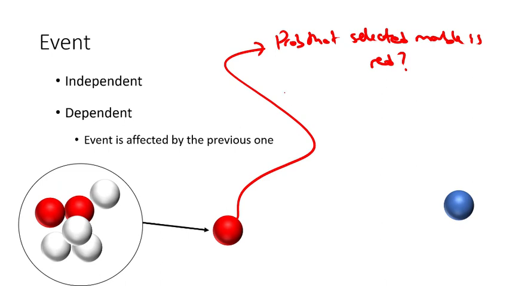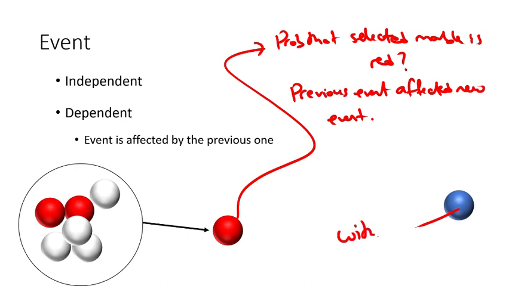So let me see, I can put it here. The previous event affected the new event, because this one is without replacement. If I didn't replace it back, it means that the chances that I get a red marble are increasing. So there is more chance that it is red. So that is the dependent event. Dependent event is that the previous event affects the new event.